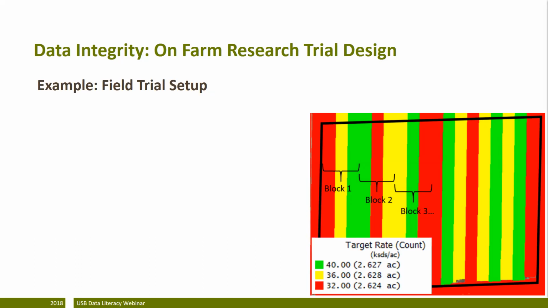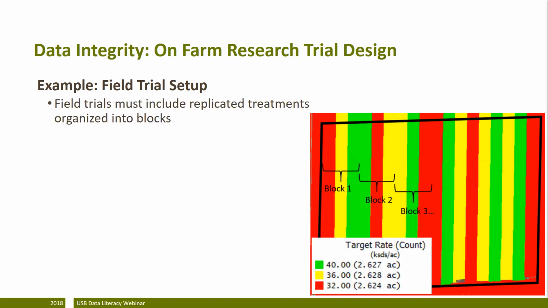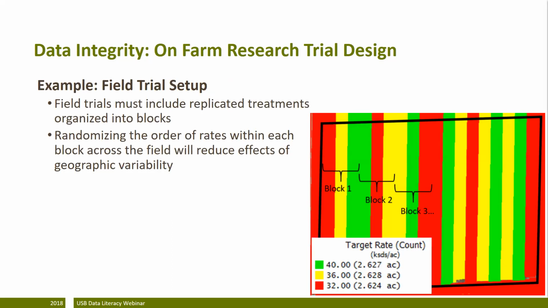So in this example, the grower was interested in evaluating his planting population. You can see that we have 3 seeding treatments, 32,000, 36,000, and 40,000 seeds per acre, and each of these treatments has been arranged into blocks where each block contains each treatment. We've then replicated those blocks 6 times across the field, and we've randomized the order that the rates occur within each of the blocks. So this helps us to reduce and account for the effects of field variability.